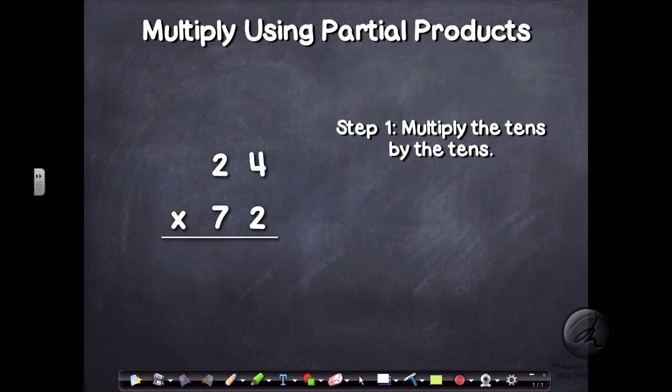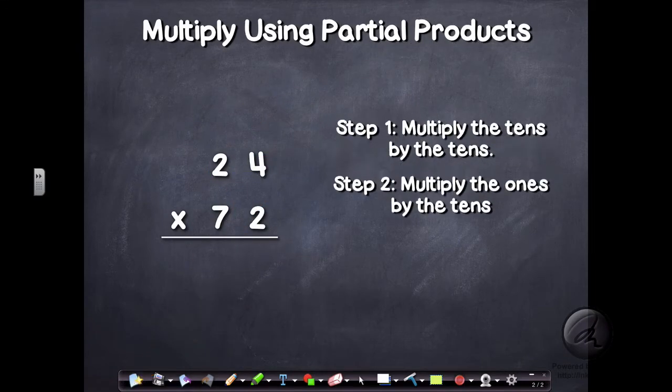Our first step is that we're going to multiply the tens by the tens. What I mean by that is, if we look over here at our numbers, we're going to multiply our 2, you just saw it wiggle there, by our 7, our tens by our tens. So this is our first step. Then our next step is that we're going to multiply the ones by the tens. First we did our tens by tens, now we're going to do the ones by the tens.